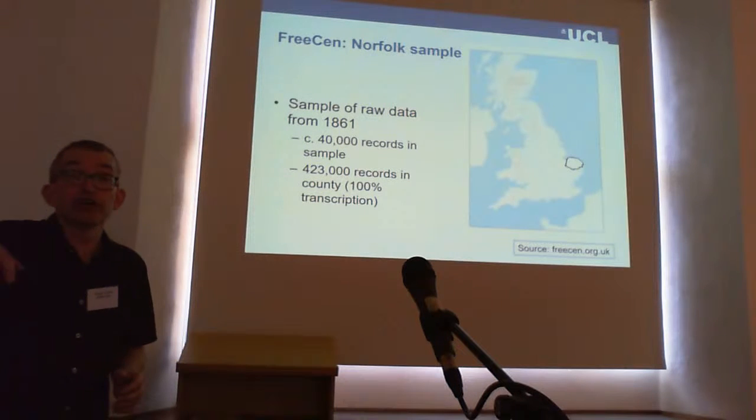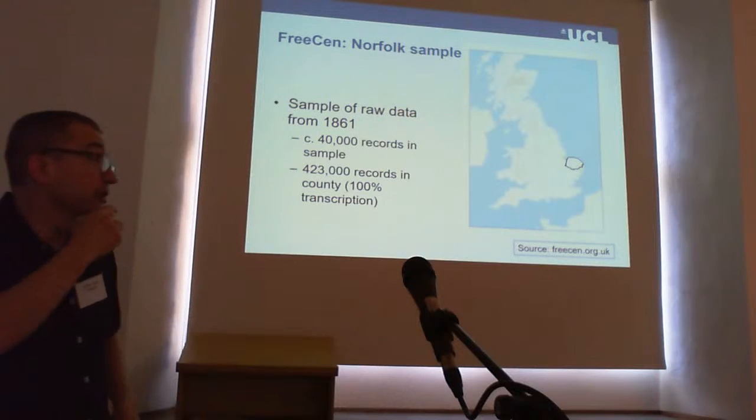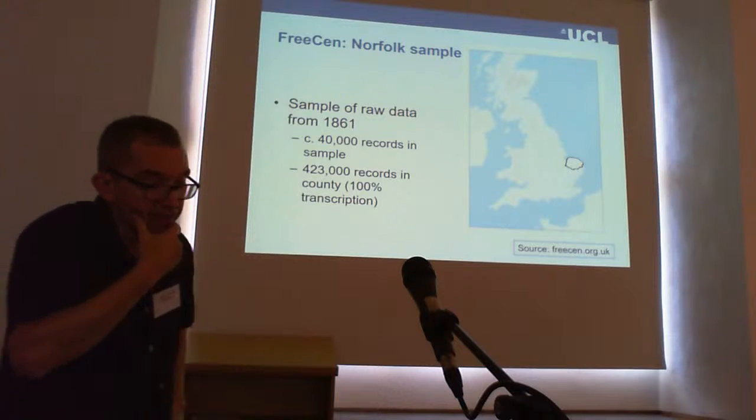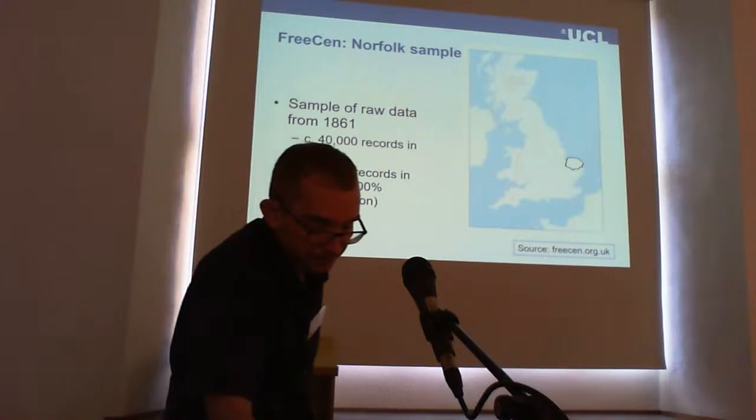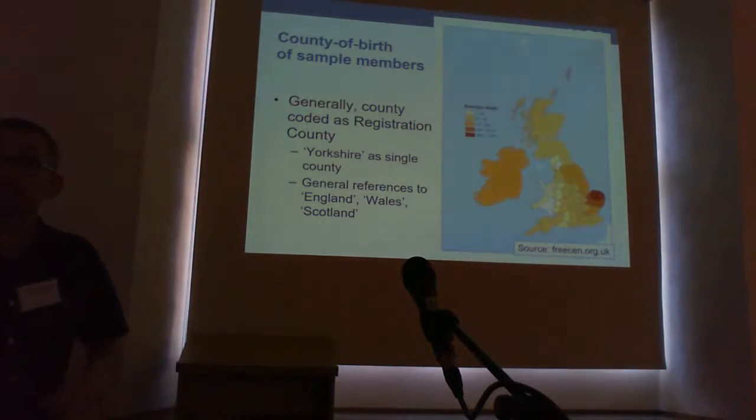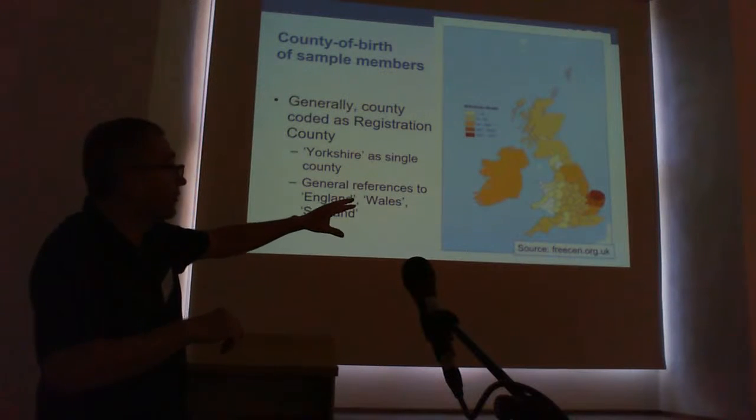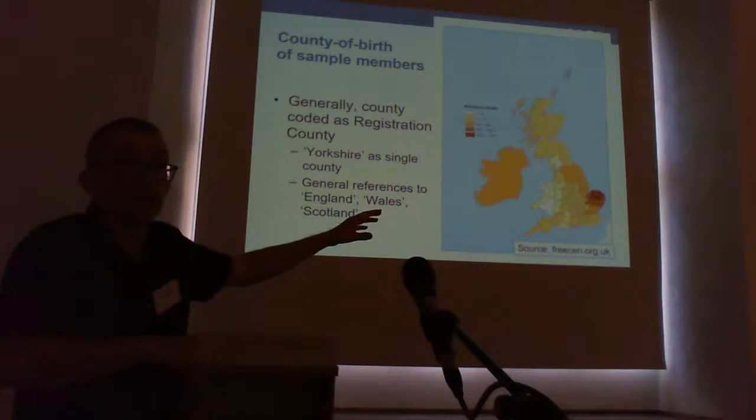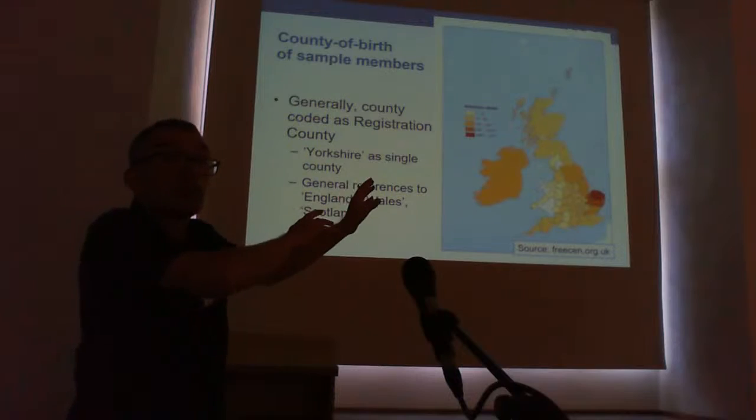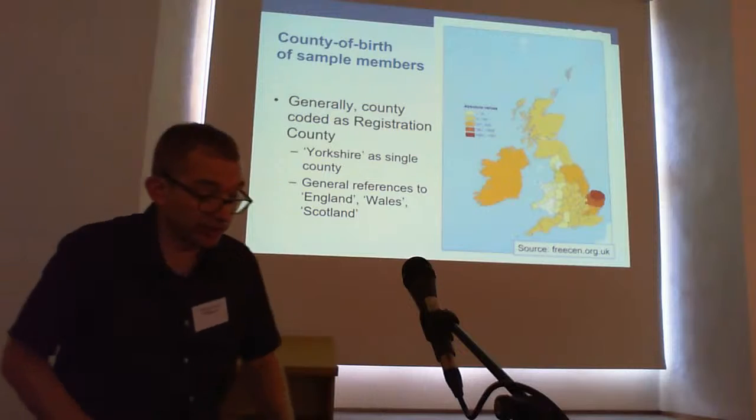So moving on to some of the work that I've done with FreeCEN as an alternative to those two approaches. Starting off, I did a sort of pilot sample looking at a set of data in Norfolk. And just to test that the data showed me the things I was hoping it was going to show me, this is a map of counties of birth of the people in the sample, and it shows the pattern that you'd expect it to show. Most of the people were born in Norfolk, and you get a decline as you move away from Norfolk.